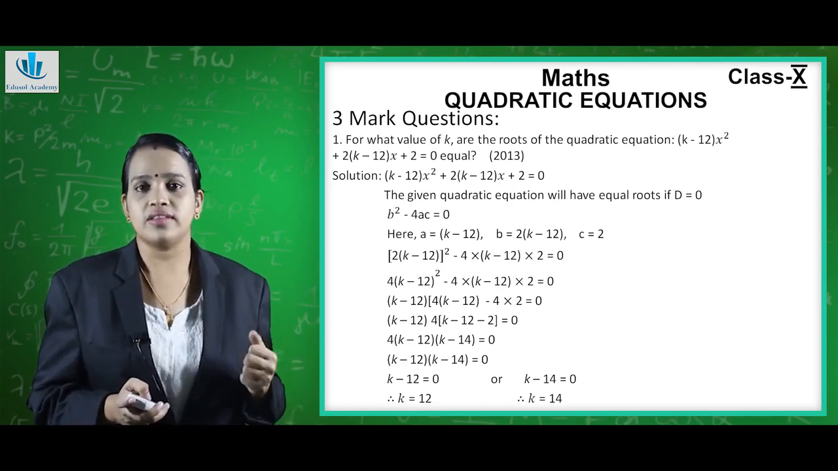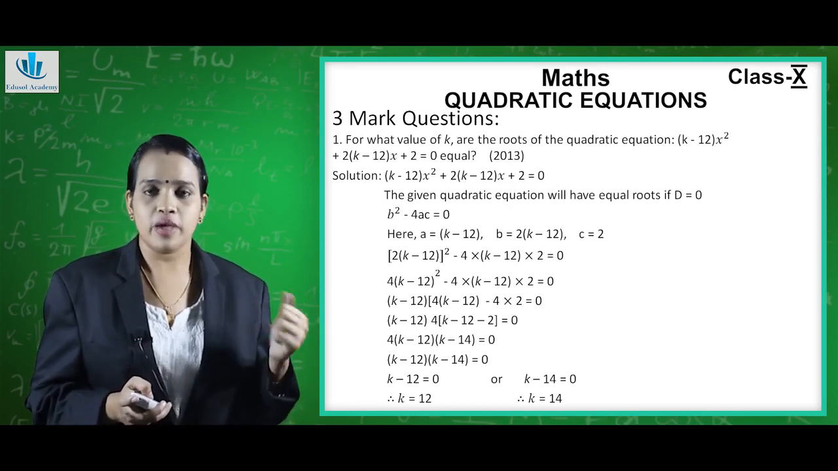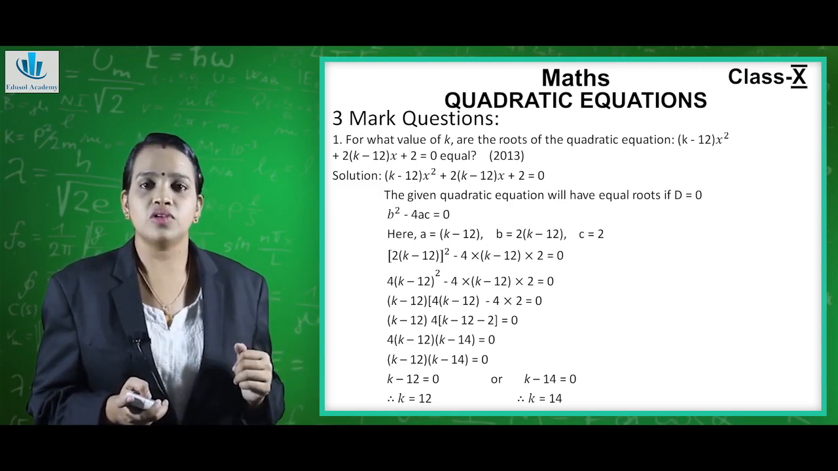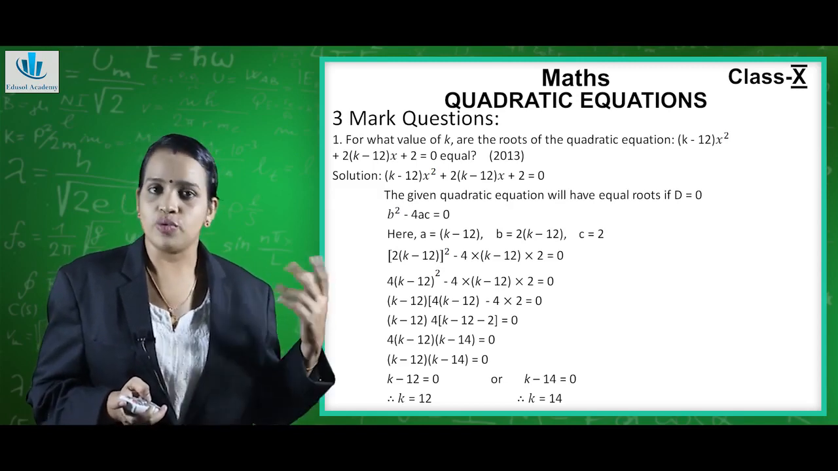When we take 4 on the other side it becomes 0. So what remains? (k minus 12) into (k minus 14) is equal to 0. So we can separate it with 0. So it becomes k minus 12 is equal to 0, and k minus 14 is also equal to 0.